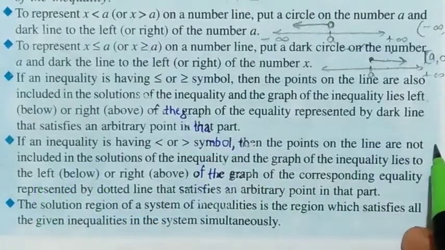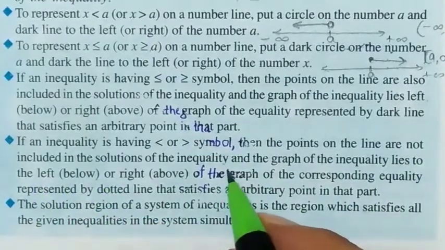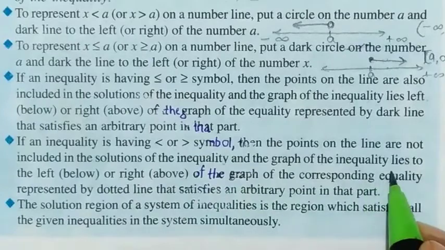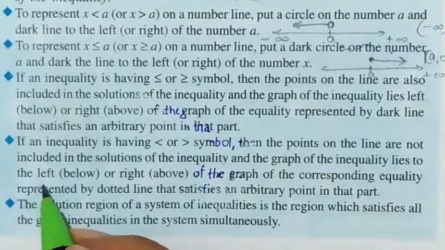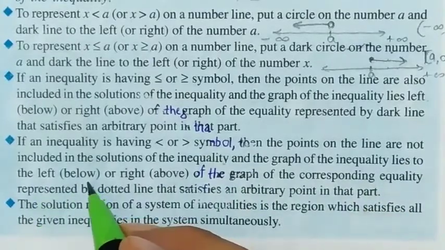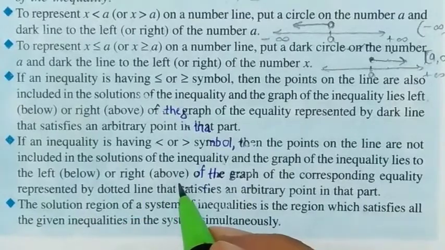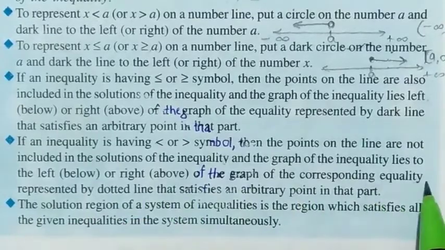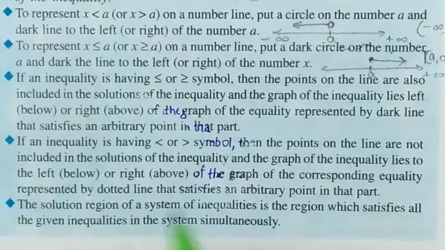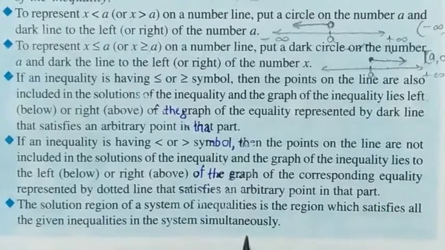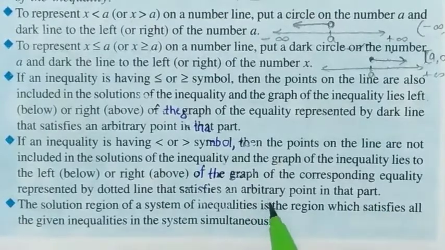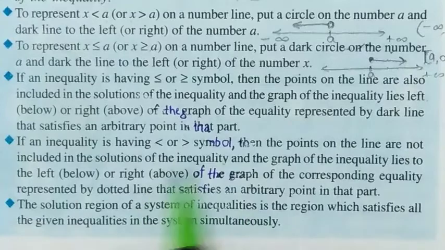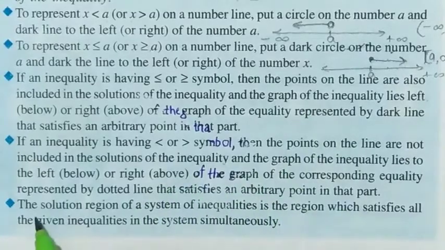Points on the lines are not included in the solution of the inequality, and the graph of the inequality lies to the left in case of x and below in case of y, or right and above, of the graph of the corresponding equality represented by a dotted line, that satisfies an arbitrary point in that part. So that also satisfies any arbitrary point, any chosen point from that part, like we have discussed here.